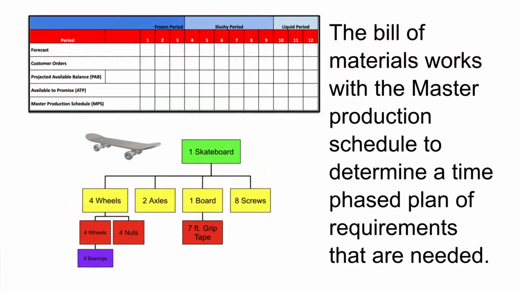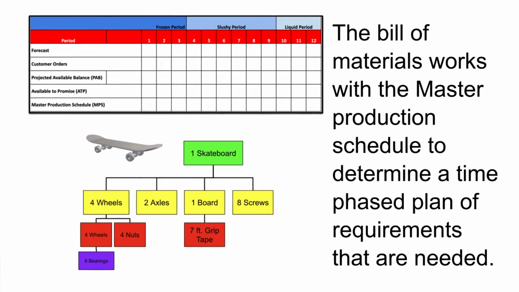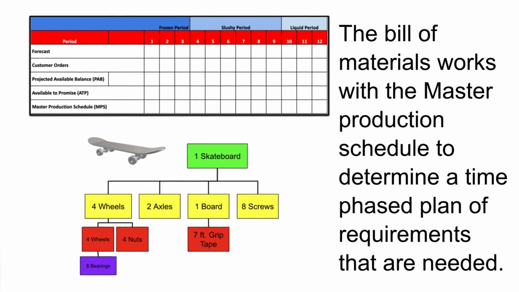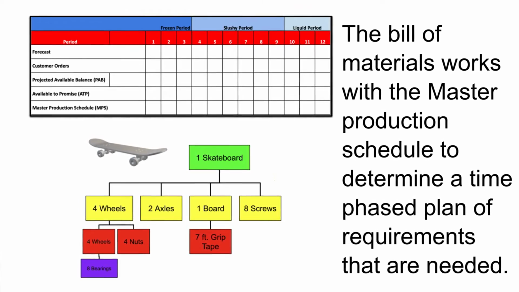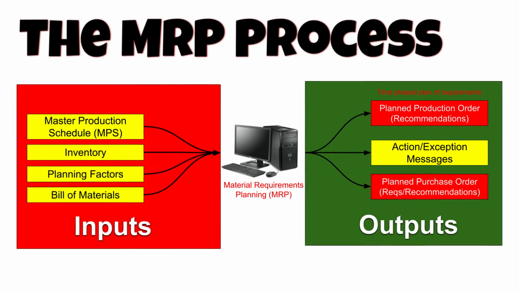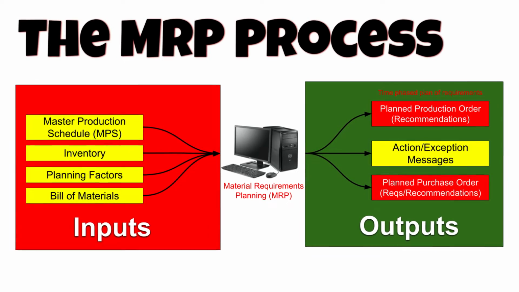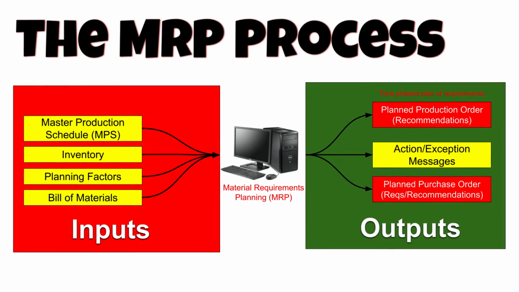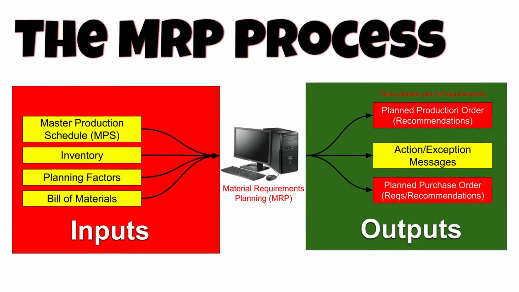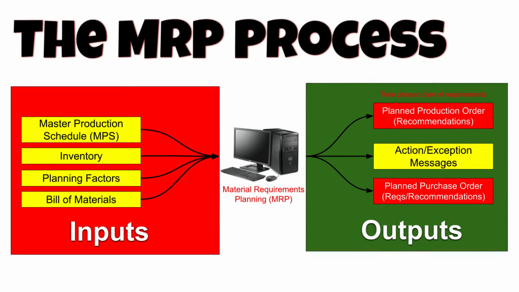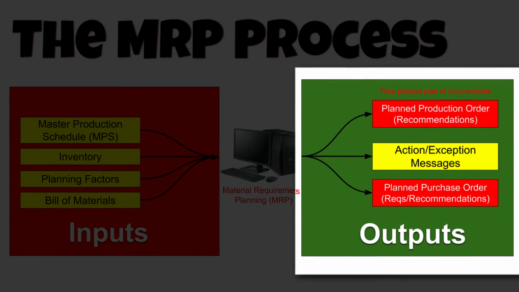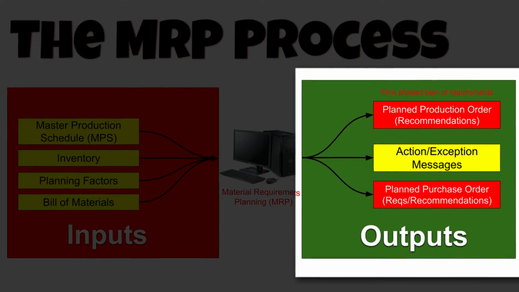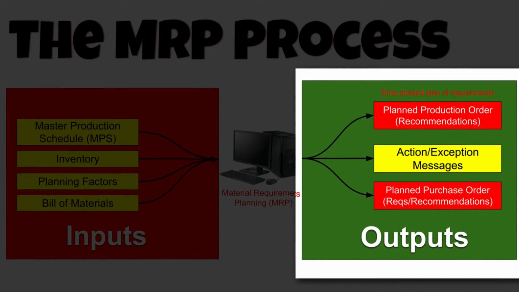The bill of materials works with the master production schedule to determine a time-phased plan of requirements that are needed. Purchase requirements and planned orders, and also suggested releases or production orders, are generated. MRP will also generate other notifications, action messages, and exceptions for planners to act on or consider when making decisions.